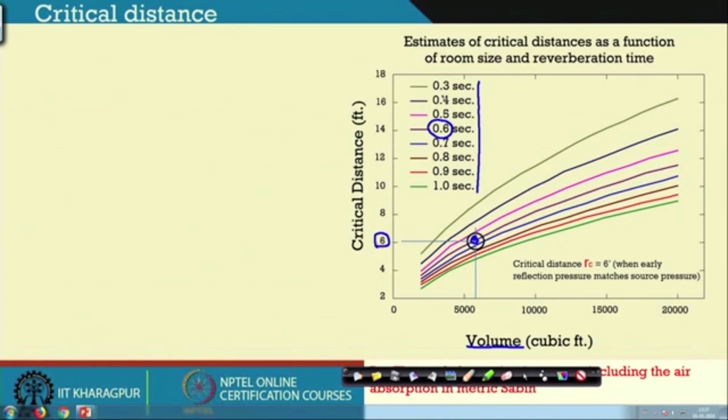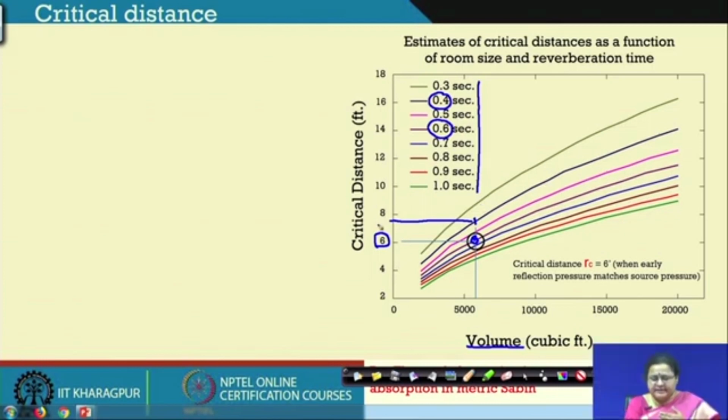If you had targeted for 0.4, then your critical distance would be a little higher. So, with increase in reverberation time, your critical distance is moving, taking a back seat. With increase in reverberation time, the critical distance is falling. So, the reverberation time actually determines the critical distance.